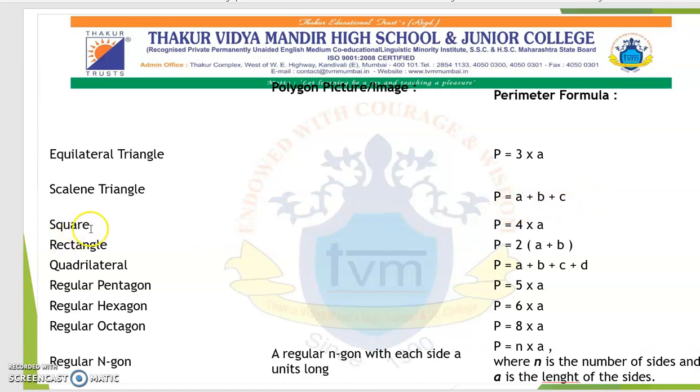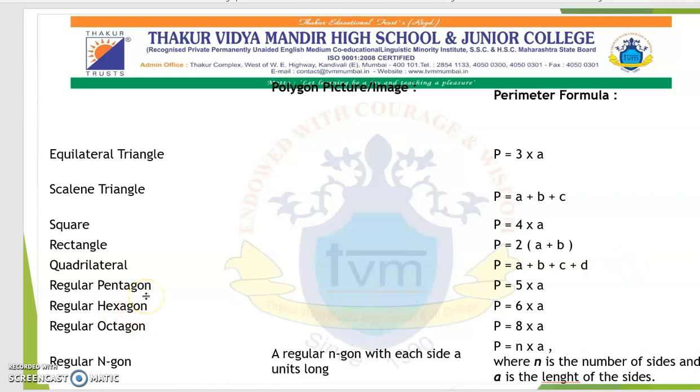In a square, all the sides are of equal measure. So perimeter equals 4 into A. In a rectangle, opposite sides are equal. So perimeter is equal to 2 into (A plus B). In a quadrilateral, there are 4 sides, all of different lengths. Then perimeter is equal to A plus B plus C plus D.